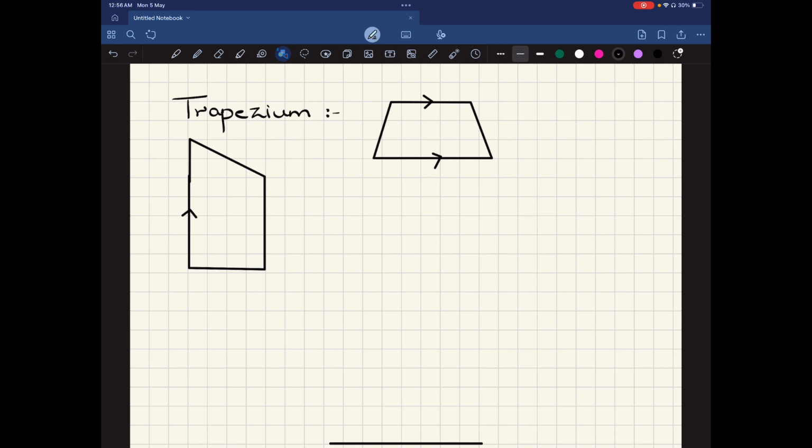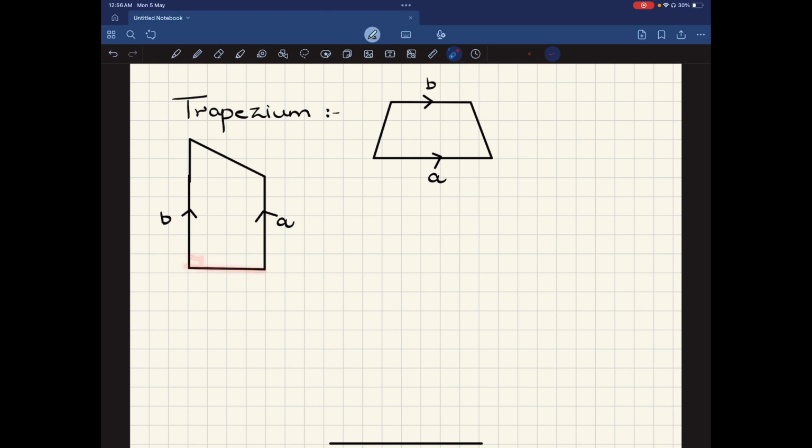Okay, so this is parallel. So let's label the parallel sides as A and B. A, B, A, B. And what is the height going to be? It is going to be the perpendicular distance between the parallel sides. Okay, so these are the parallel sides. The perpendicular distance between the parallel sides is going to be the height.